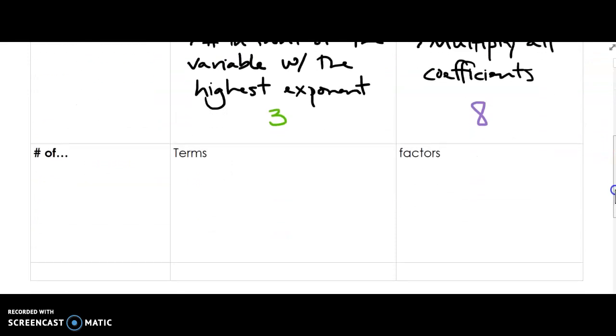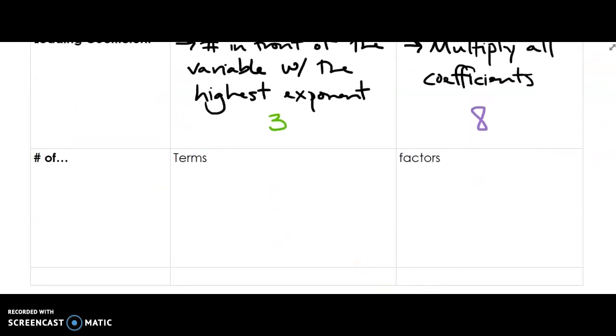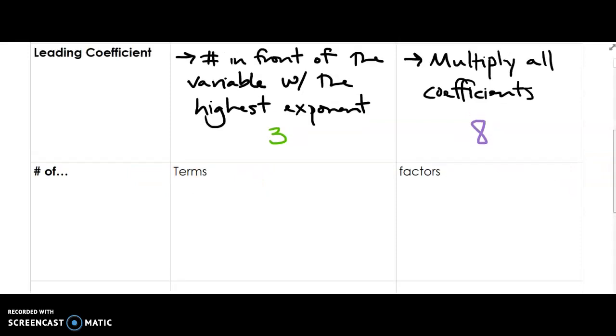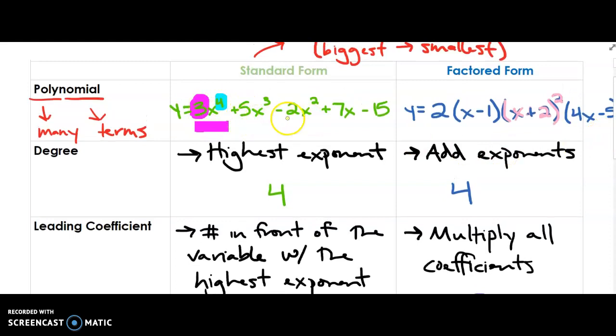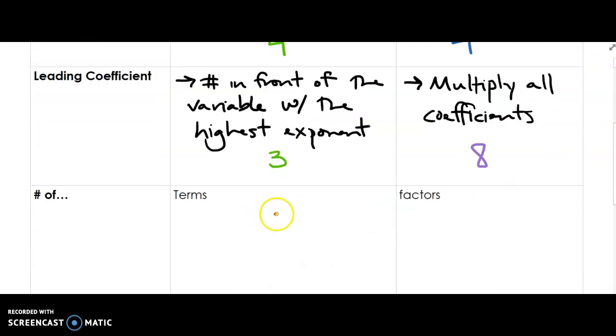Last thing I want to talk about, just a reminder of 2 terms that we have seen before. When my polynomial is in standard form, I do have terms. That's just how many things are being added or subtracted together. I have 1 term, 2, 3, 4, and even this constant, negative 15, that counts as a term for me. I have 5 terms for this polynomial.